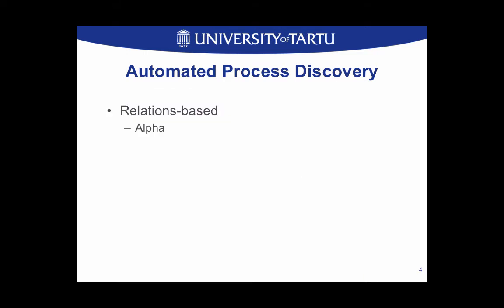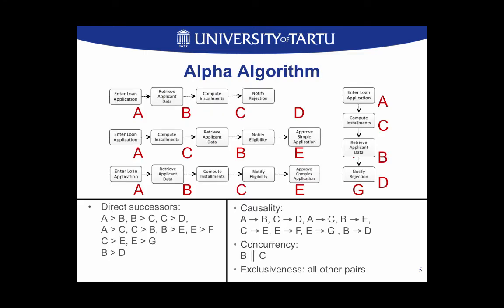There are many algorithms for doing automated process discovery of different levels of sophistication. Probably the simplest one is called the alpha algorithm. And what the alpha algorithm does is that it takes the traces, say I have a trace A, B, C, D, A, C, B, E, A, B, C, E, and it first starts looking at which tasks directly succeed each other in at least one trace. And it defines a direct succession relation.